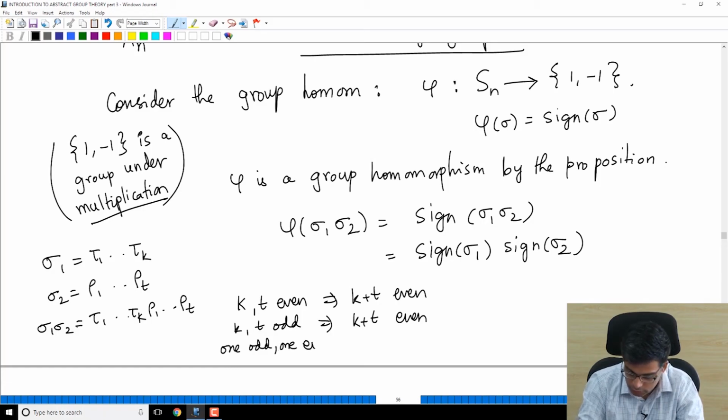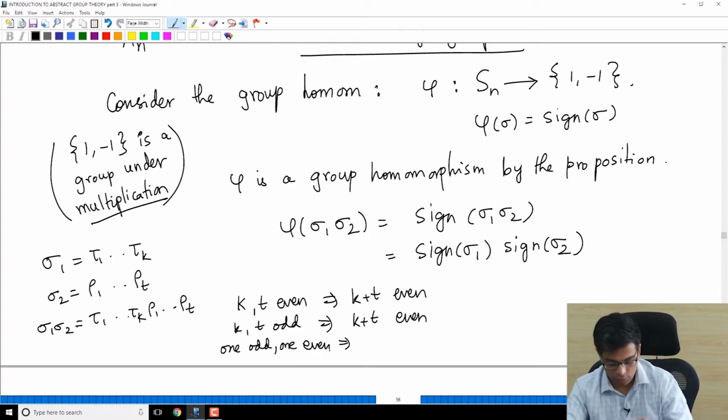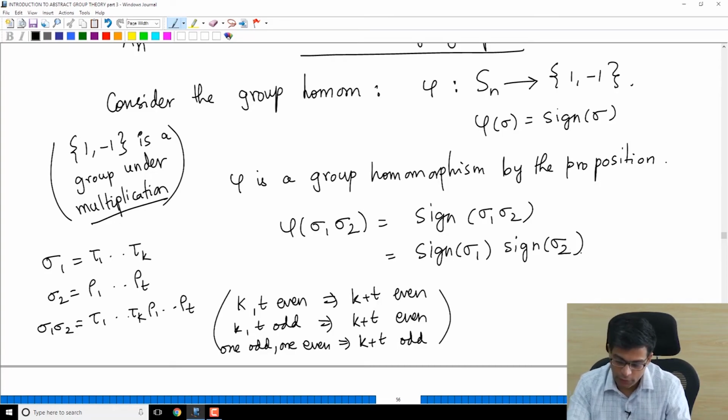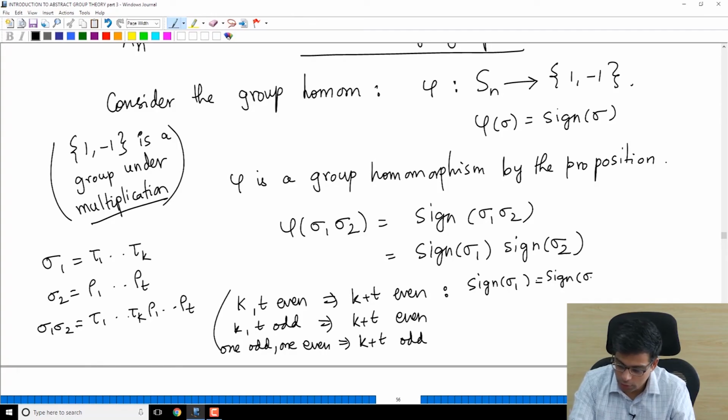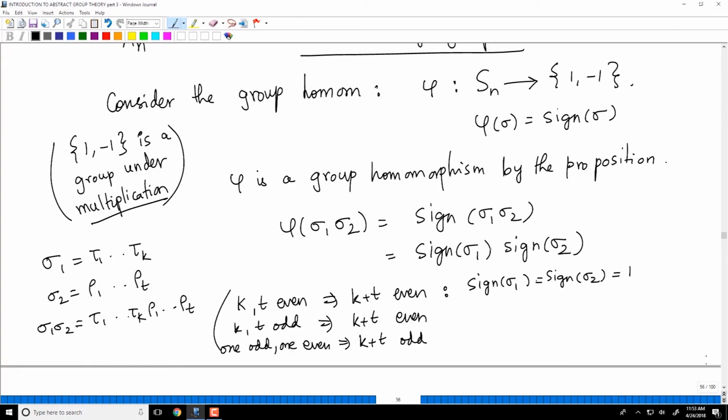One odd, one even, right? Exactly one of the two numbers k and t is odd, the other is even, then k plus t is odd. This is the proof of this, because sine of sigma 1 is determined by whether k is odd or even. Sine of sigma 2 is determined by whether t is odd or even. So in this case you have sine sigma 1 and sine sigma 2 are both 1 and the product is also 1.